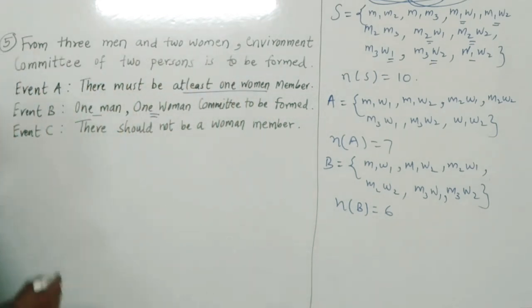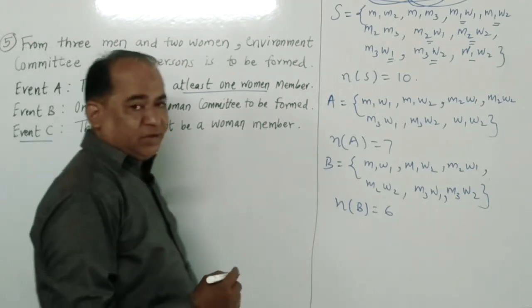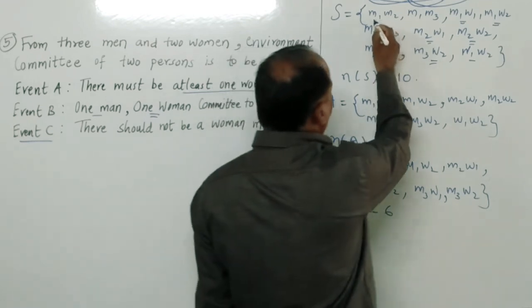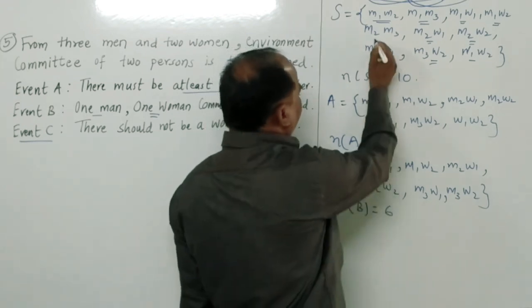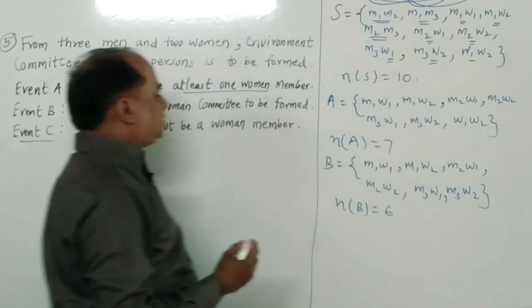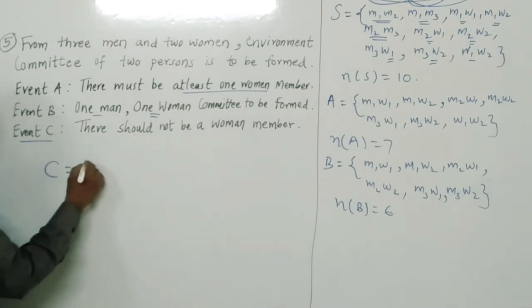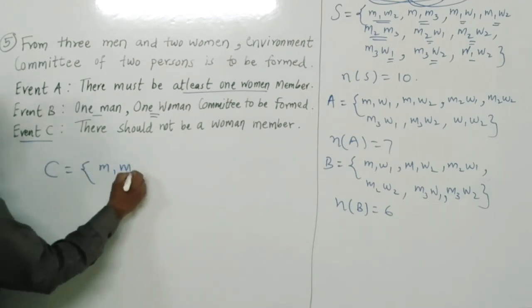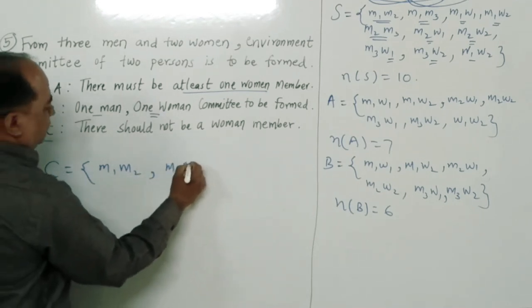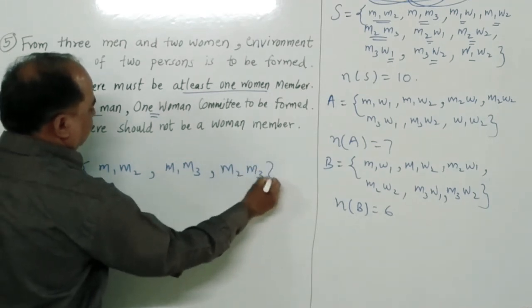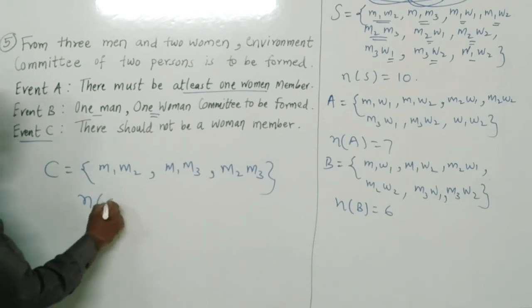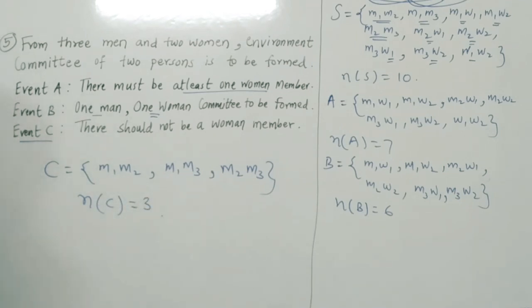Now event C: there should not be a woman member in the committee. So only men: M1, M2, M1, M3 and M2, M3. So only men in the committee in event C. So in all there are 3 committees in event C where there are only men.